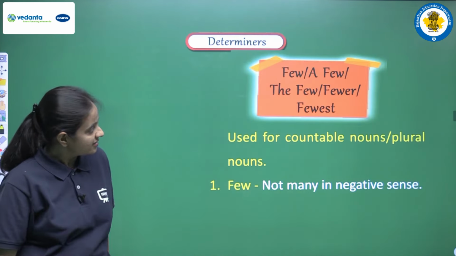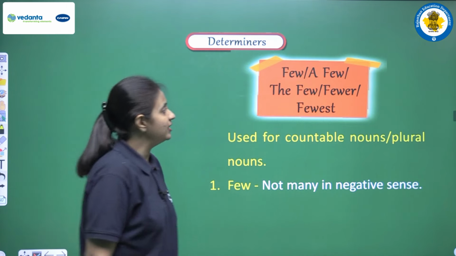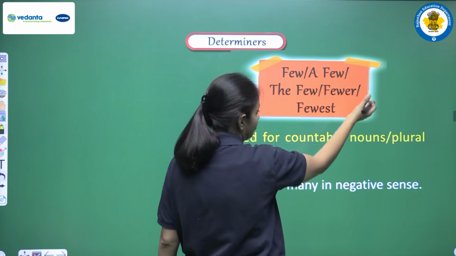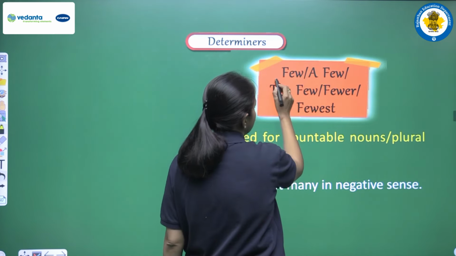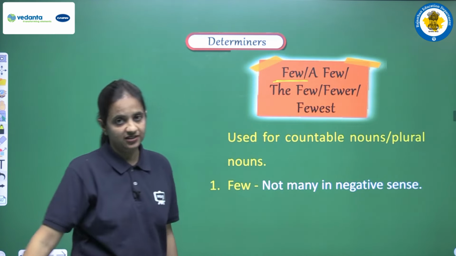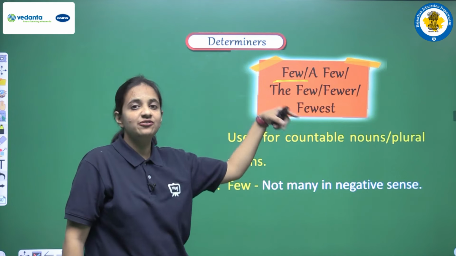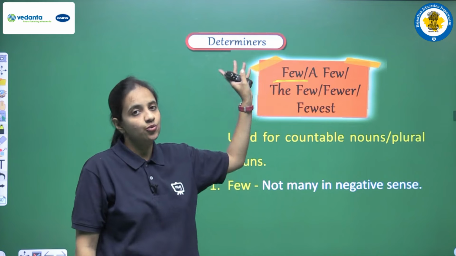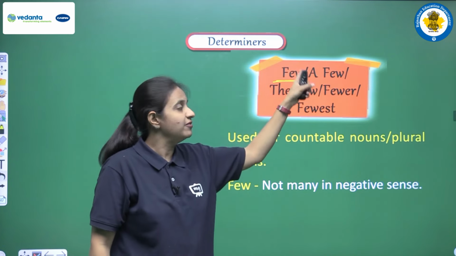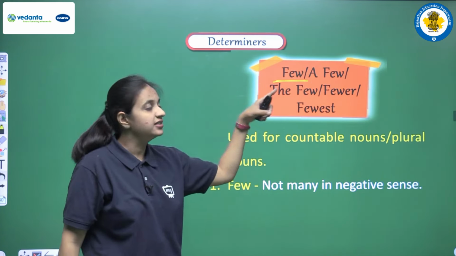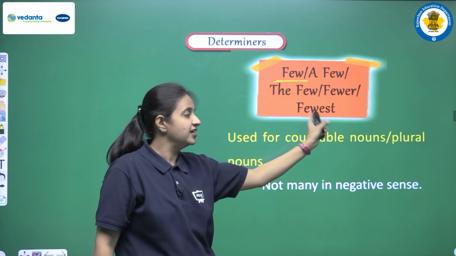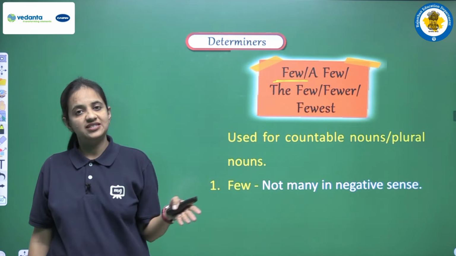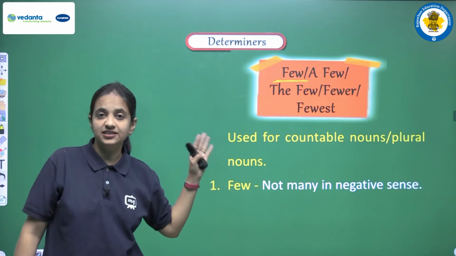So the next determiners that we are having, let's read. We are having few, a few, the few, fewer and fewest. One thing that is noticeable here is that all these determiners are different forms of the word few. Okay, so we are having few, then a few, next is the few, and fewer and fewest, right? So we will see the different uses of these determiners.